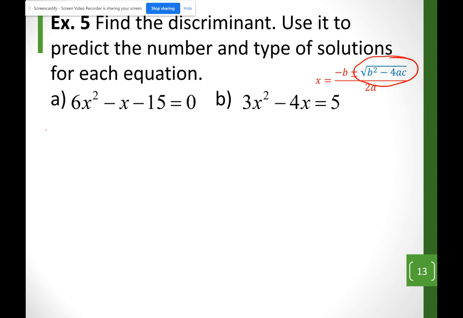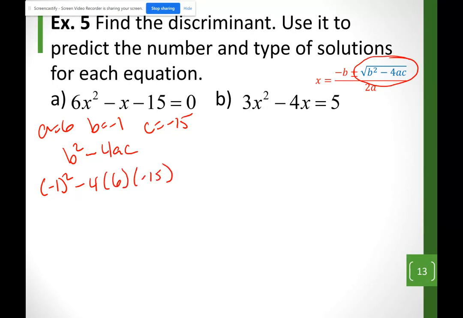So let me identify: my a is 6, my b is -1, and my c is -15. So remember your discriminant, b squared. Remember, the boy was being squared, so he lost a chance with 4 awesome chicks. Now I'm just going to go -1 squared minus 4 times 6 times -15. -1 squared is 1. I'm just going to write plus, because negative with a negative gives me plus. Now let me multiply 4 times 6 times 15. That gives me 360. Now 1 plus 360 is 361.